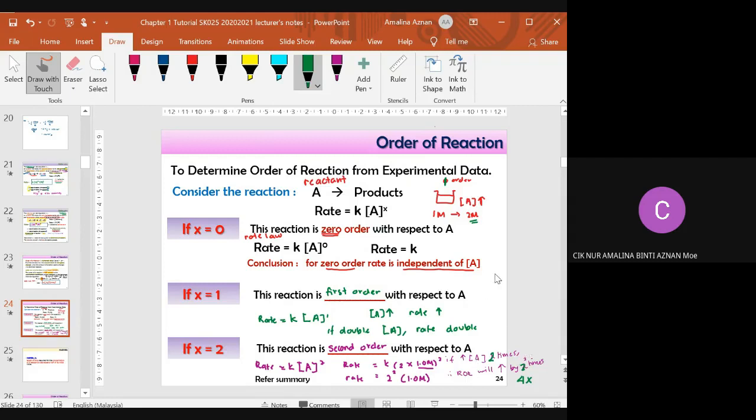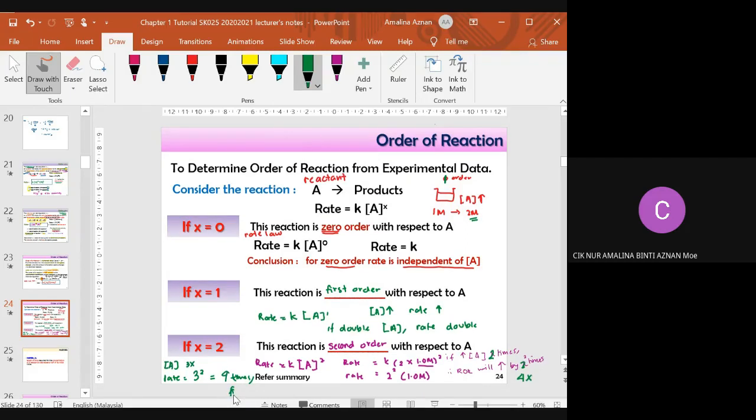For example, if we increase the concentration of A to 3 times, what happens to the rate? The rate will be 3 to the power of 2 times, so it will increase 9 times, or 9 fold.